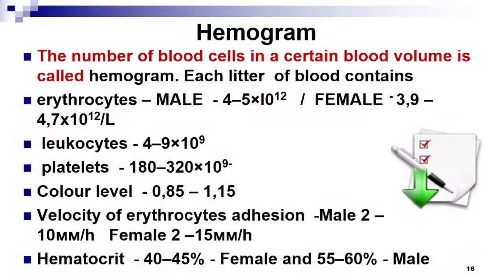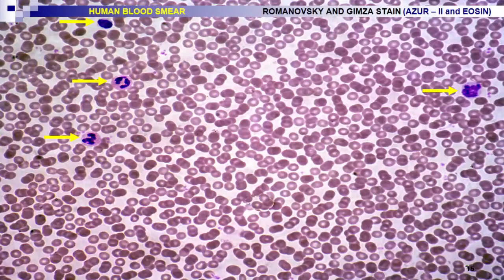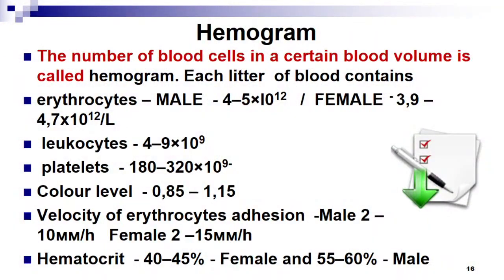Well, so what is the hemogram? The number of blood cells in a certain blood volume is called the hemogram. Each liter of blood contains erythrocytes: for male 4 to 5 times 10 to the 12th per liter, and for female 3.9 to 4.7 times 10 to the 12th per liter.